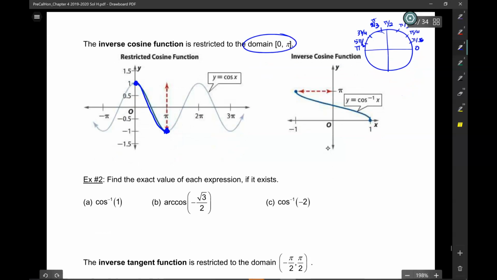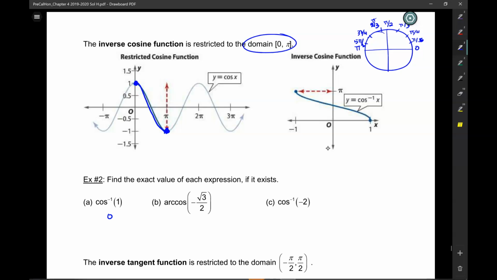Okay, so take a look here. Inverse cosine of 1. For what angle is cosine equal to 1? 0. That's the answer. 0 is the number. So cosine of what equals 1? Cosine of 0 is 1. Cosine of pi over 6 is how much? Root 3 over 2 and so on.